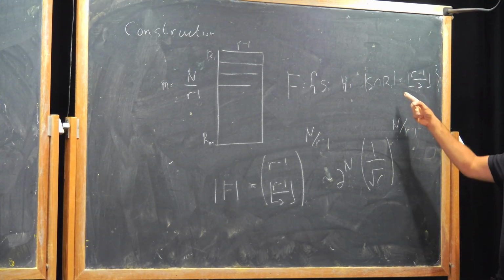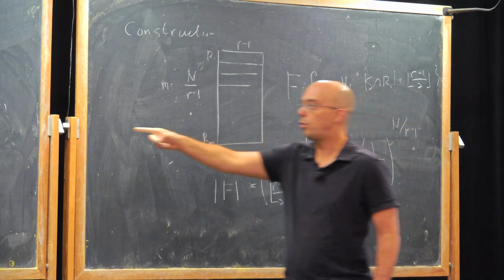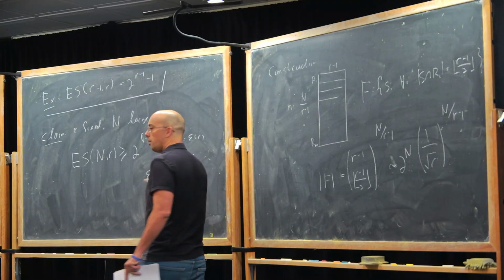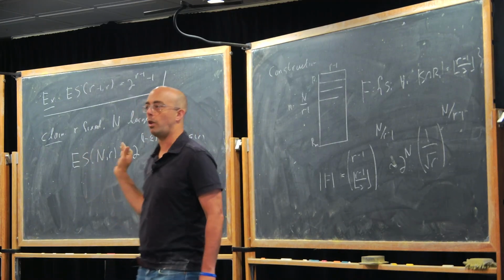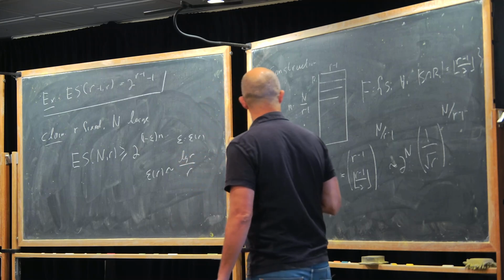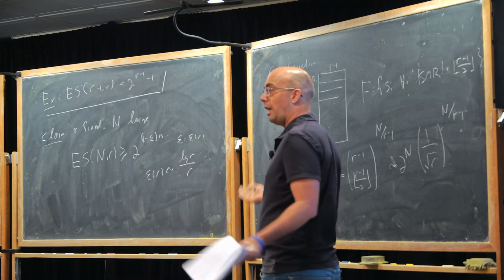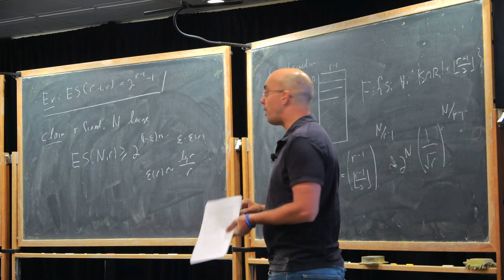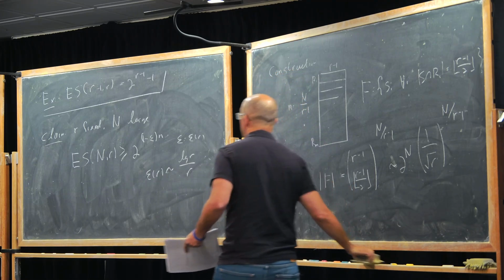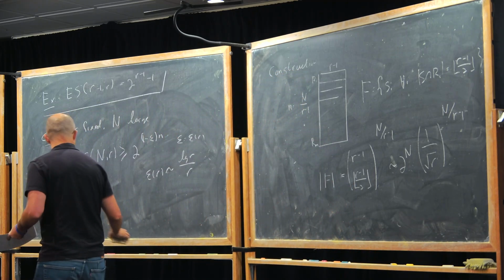And if you do the analysis, you get 2 to the (1 minus epsilon) n, where epsilon has this scaling with R. So I won't do the calculations here. I think it's a good exercise to do if you want to. So we can still get pretty large sets without sunflowers. And again, what should be the right answer?